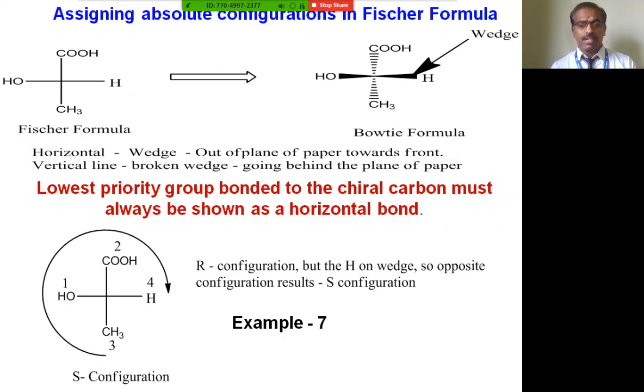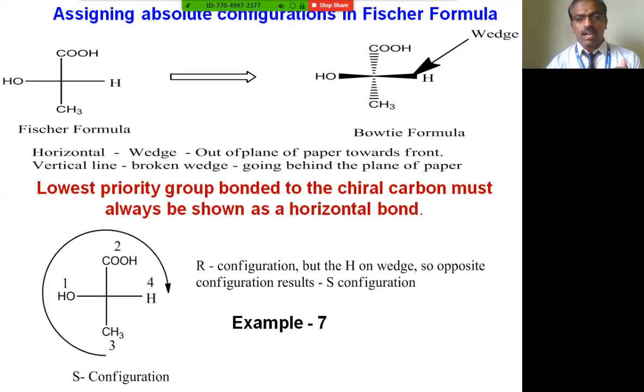Sir, how are we going to give the numbers? I will tell you in the case of this particular example, example number 7. You can check it out here: COOH group is here, CH3, OH and hydrogen. You see that hydrogen is on a wedge bond. One more point you must know: the horizontal bond is always the wedge, and the lowest priority group, that means hydrogen, must be on the horizontal line only.